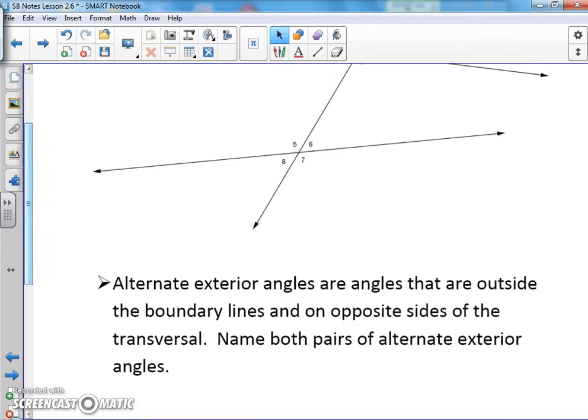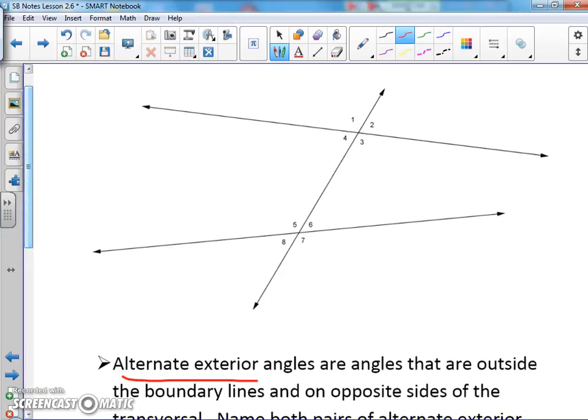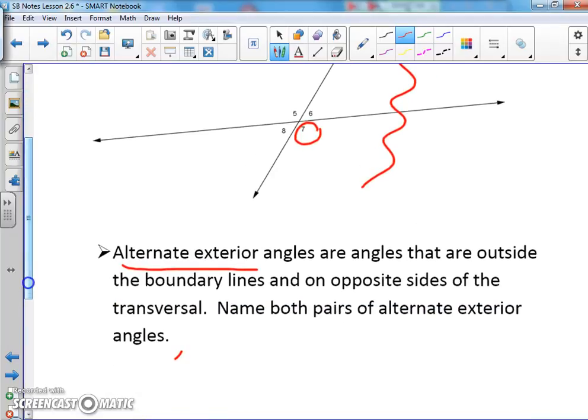Okay, so let's talk about our first angle pair relationship. This is called alternate exterior angles, and it's kind of just what the name sounds. They have to both be exterior angles, and they have to alternate or go across our transversal. So they stay outside the boundary lines and they're on opposite sides of the transversal. For example, angle 1 is an exterior angle. If I cross my transversal, I'm somewhere over here, and if I have to stay outside the boundary line, I'm going to go right here to the other cluster. So angle 1 and angle 7 would be alternate exterior angles.